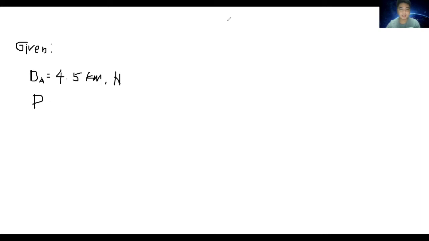When we say displacement, that is the shortcut form of the distance traveled of a specific particle or body. In other words, mathematically speaking, that is the difference between the final position and the initial position. So D sub B is equivalent to 3.0 kilometers, 50 degrees north of west.